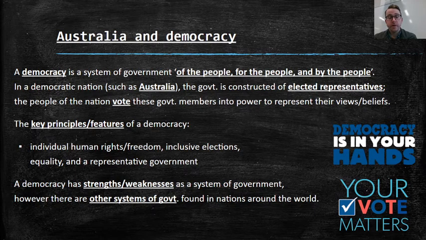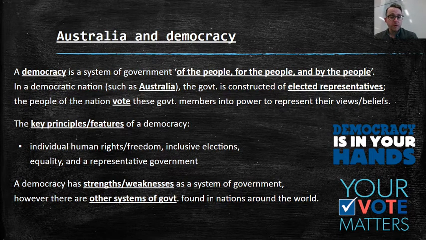In a democratic nation, such as Australia, the government is constructed of elected representatives. So if you're a fan of Game of Thrones, a show like that, the government that they're showing on that show is a monarchy. So you have a king, their son, the prince, becomes king after he dies, his son becomes king, etc., etc. So a monarchy, you're elected basically because of your birth. It's your birthright to rule.